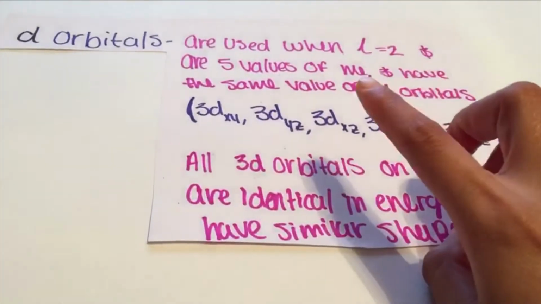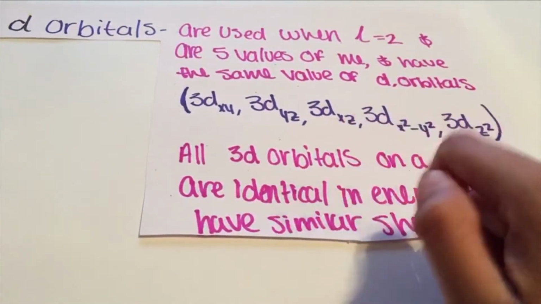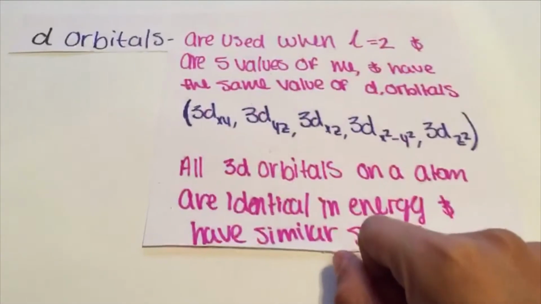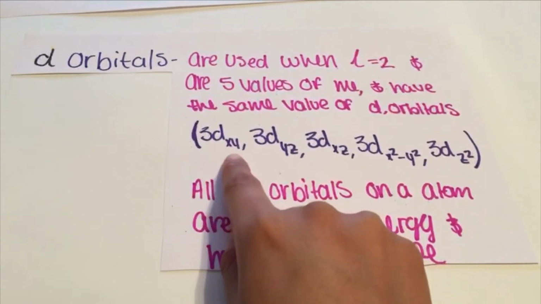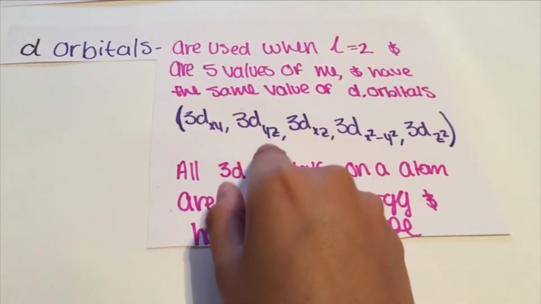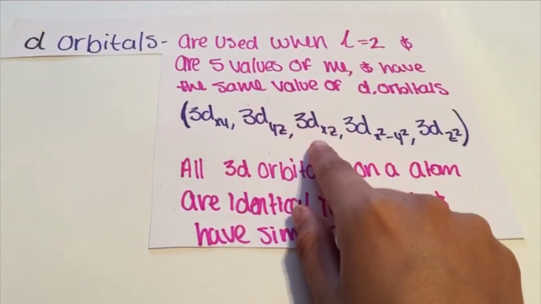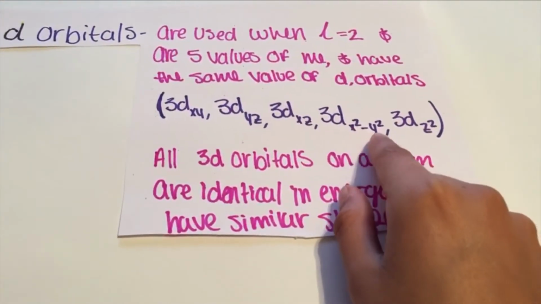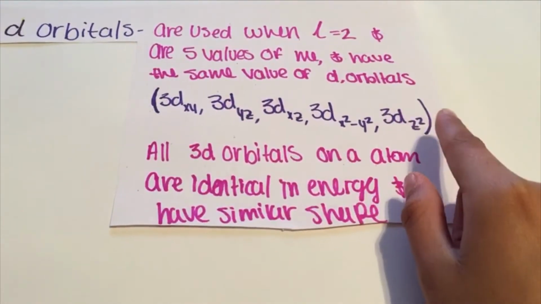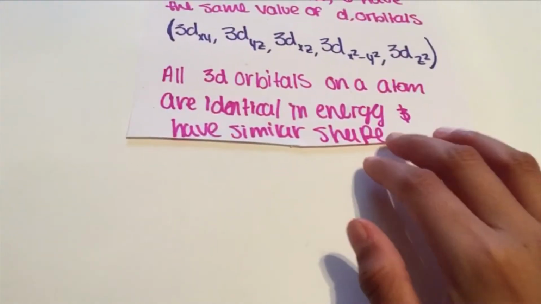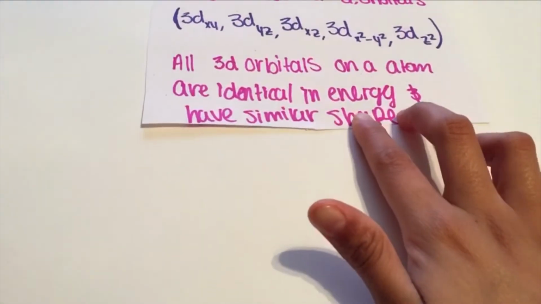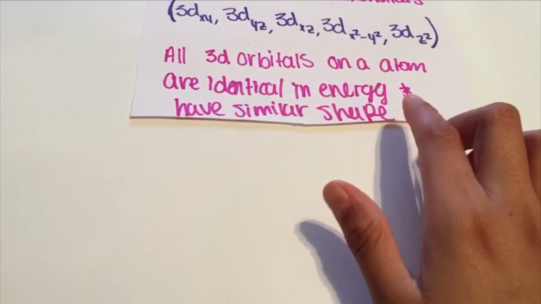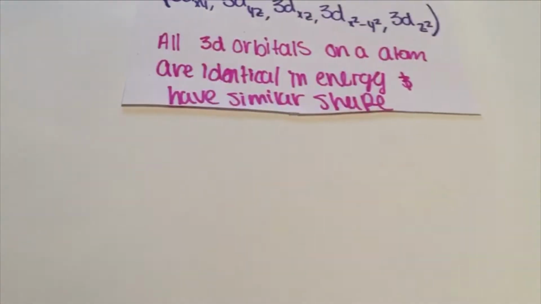By having 5 values of m_l, we have the same number of d orbitals, which would be 3dxy, 3dyz, 3dxz, 3dx squared minus y squared, and 3dz squared. All 3d orbitals on the atom are identical in energy and have a similar shape.